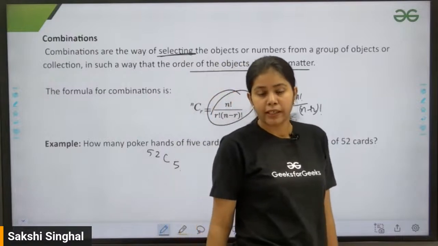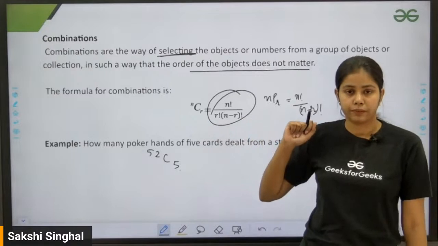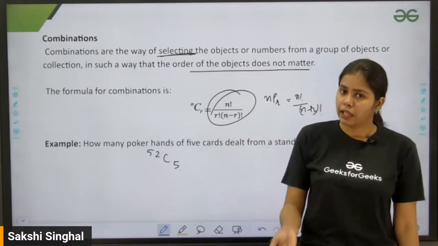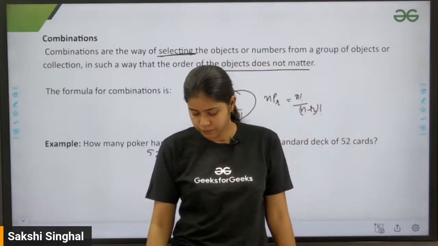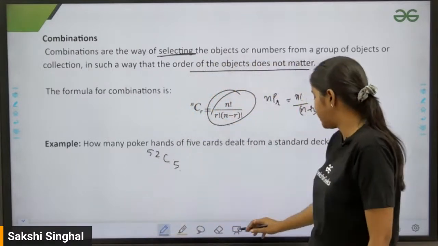So I hope this is clear to everybody, how to solve combination. Let me know guys if there is any question, any confusion. Okay, so let's move forward.